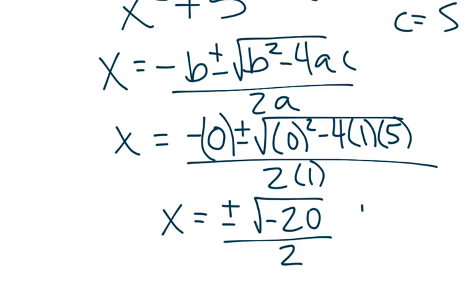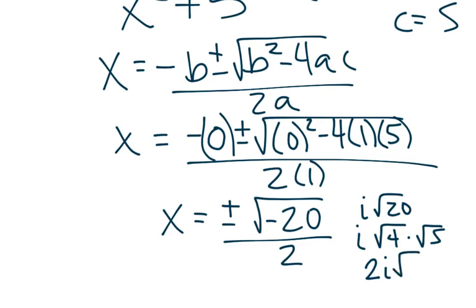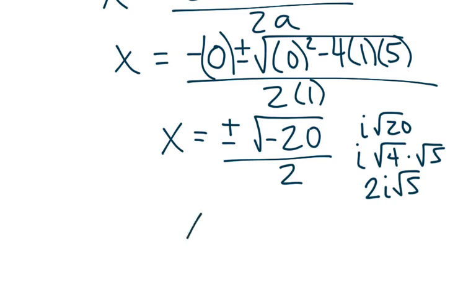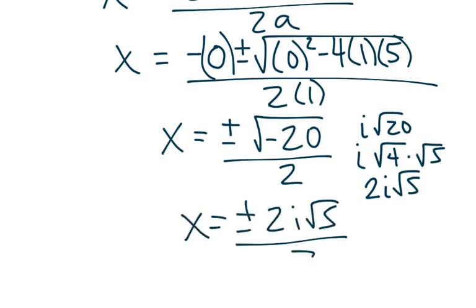So it's going to become i square root of 20 because there's a negative. Then I'm looking for the biggest perfect square that 20 is divisible by, so 4 and 5. The square root of 4 is 2. The i goes behind the whole number, and I can't take the square root of 5, so it stays like that. So x equals plus and minus 2i square root of 5 over 2.